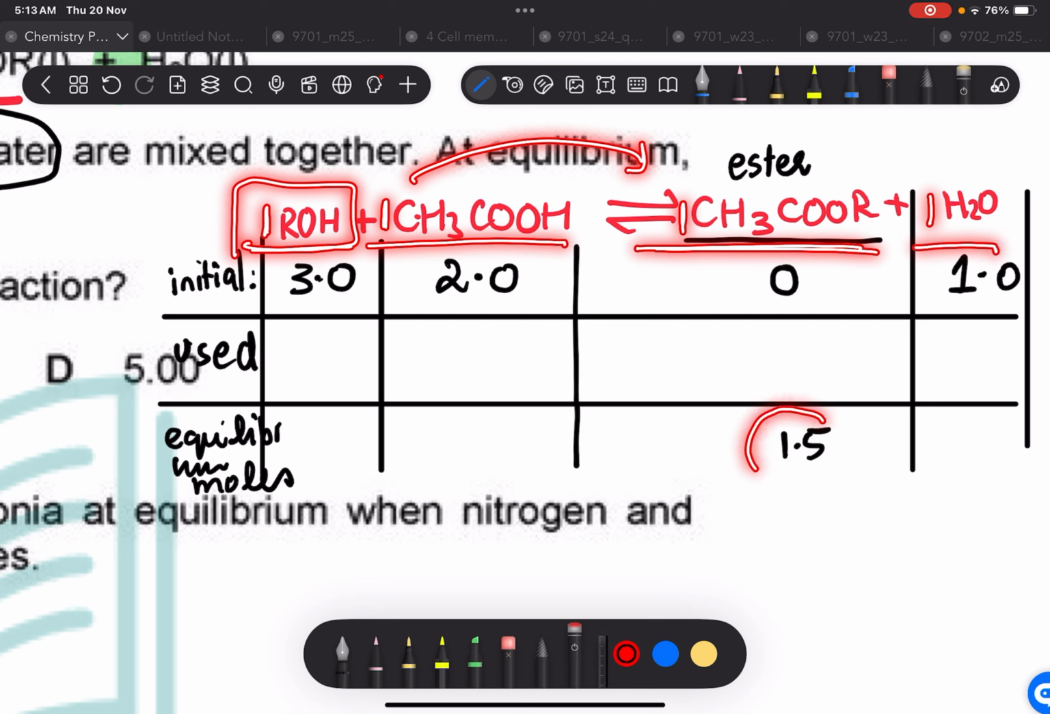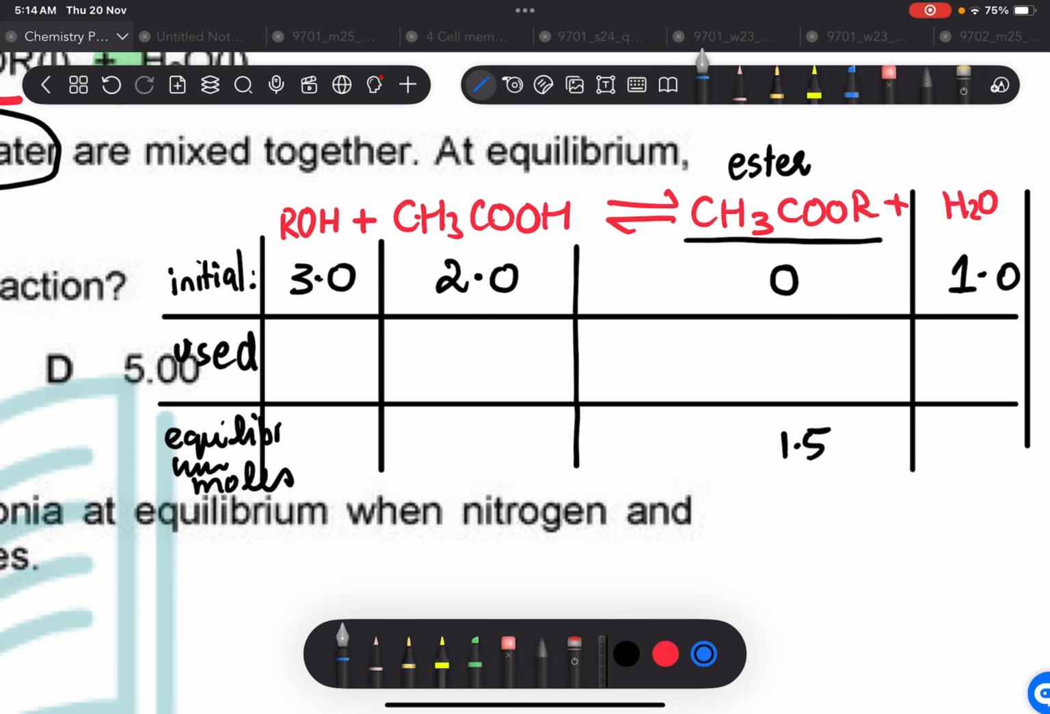So if 1.5 moles of this ester are formed, that means that 1.5 moles of our alcohol and 1.5 moles of our acid are going to be utilized, because look, the ratio is 1:1:1. And we know that 1.5 moles of water are going to be formed, because the ratio tells this. Okay? So that's the beauty of ratios. So 1.5 moles of this utilized, 1.5 moles of this utilized, 1.5 moles of this formed.